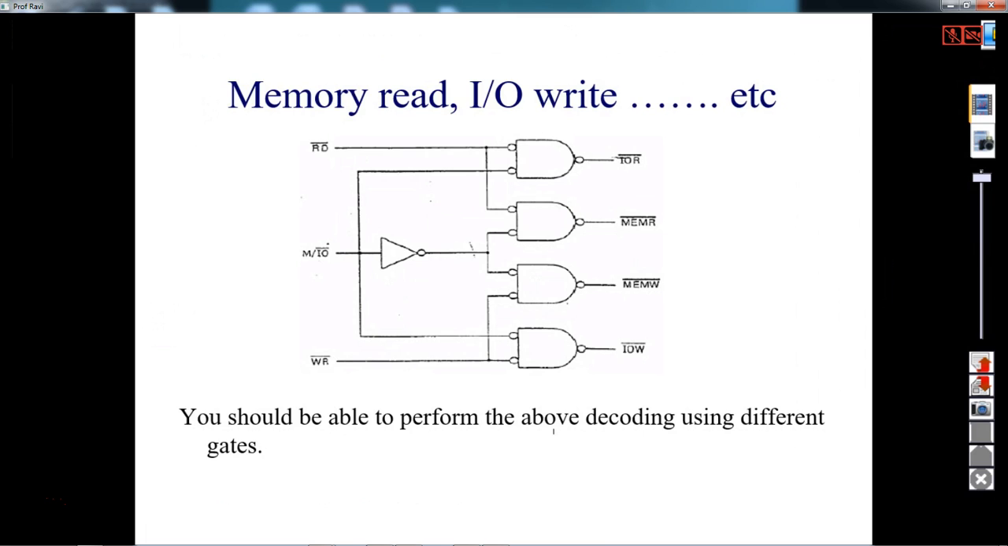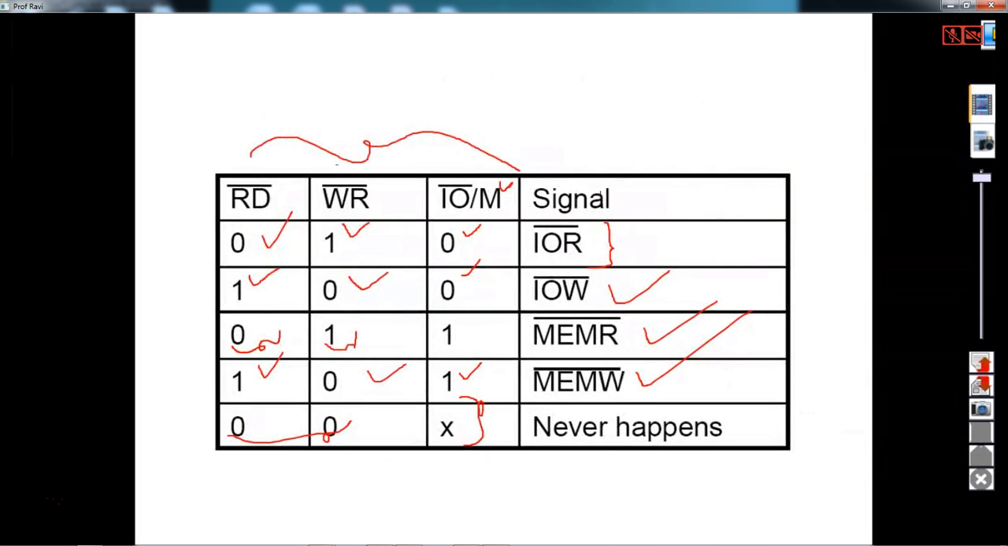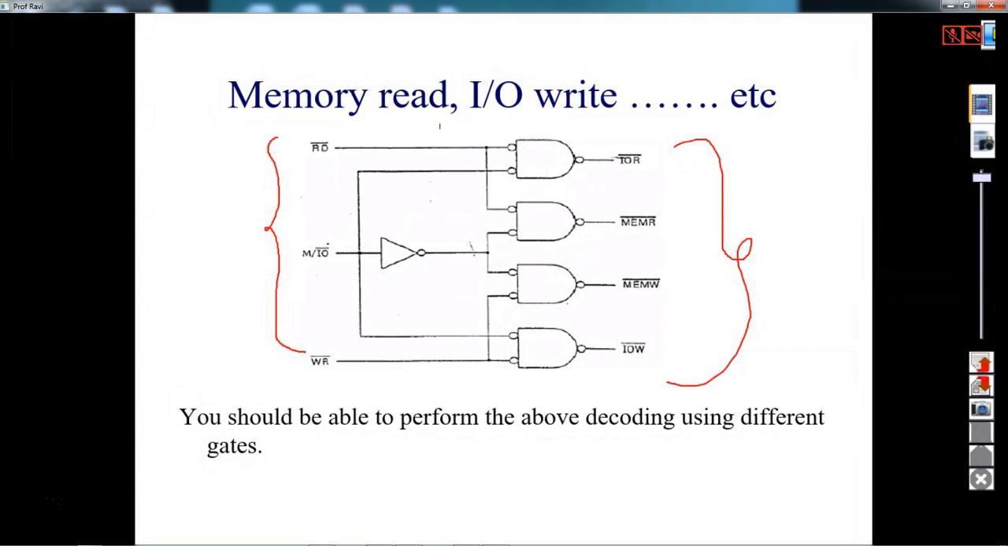To do the memory read operation or memory write operation, on the input side you have read bar, write bar and IO by M bar. Then here you can consider this as an OR logic. So how to generate this? Now you see whatever we have seen in this table. When it is 0 and 0, then this is 0, the simple OR logic. So then this is 0 means this is doing IO read operations. This is how you design this memory read and IO write.